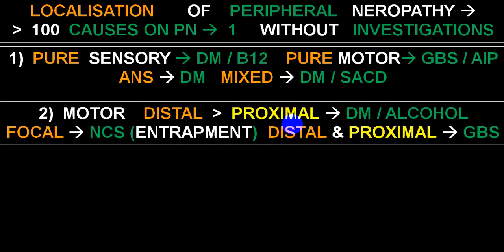If it is motor involvement, and distal is more involved as compared to proximal, then suspect diabetes and alcohol. If it is a focal involvement, like involvement of only one nerve, then do suspect a nerve compression syndrome, or what we call entrapment. Classical examples: carpal tunnel, Bell's palsy, sciatica. If distal and proximal are both involved and rapidly progressive, GBS.